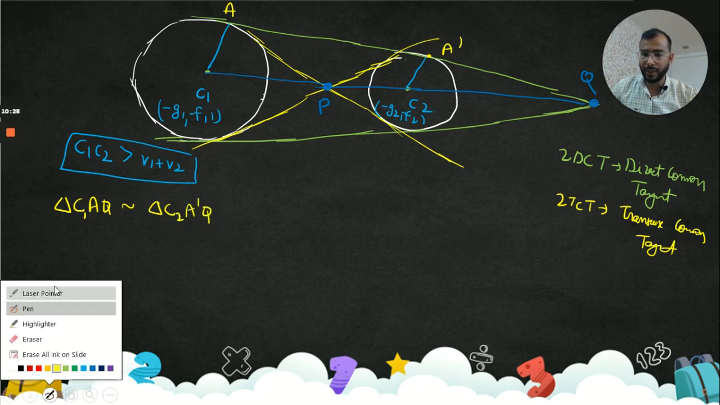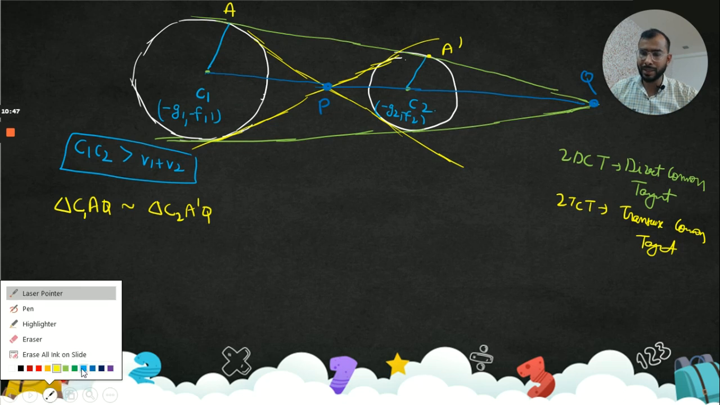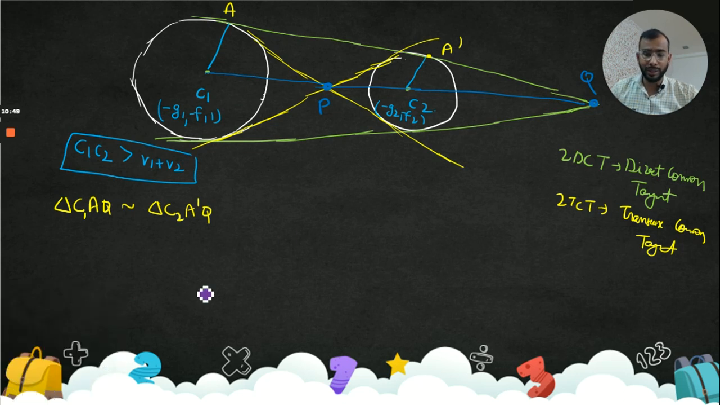See this triangle. Which triangle? This bigger triangle C1AQ is similar to this triangle. Why? These two lines are parallel, and there is a common angle. Let's say this angle is 90 degrees, this is 90 degrees, 90, 90, and a common angle, so by AA similarity. Now if the triangles are similar, their sides are in proportion. If the triangles are similar, the sides are in proportion.